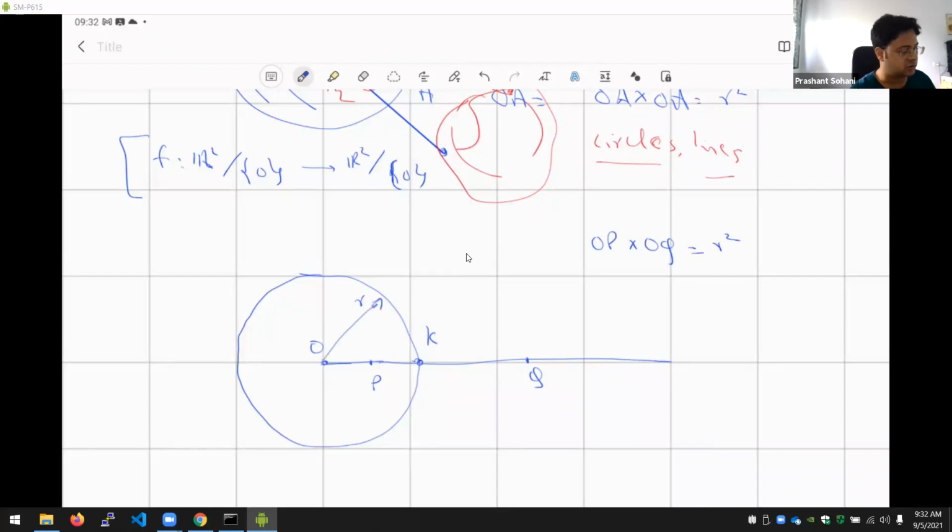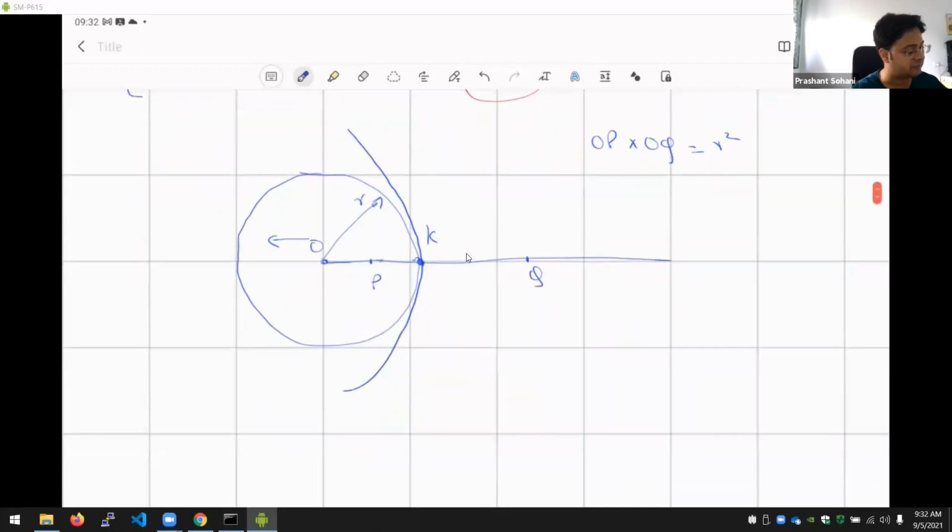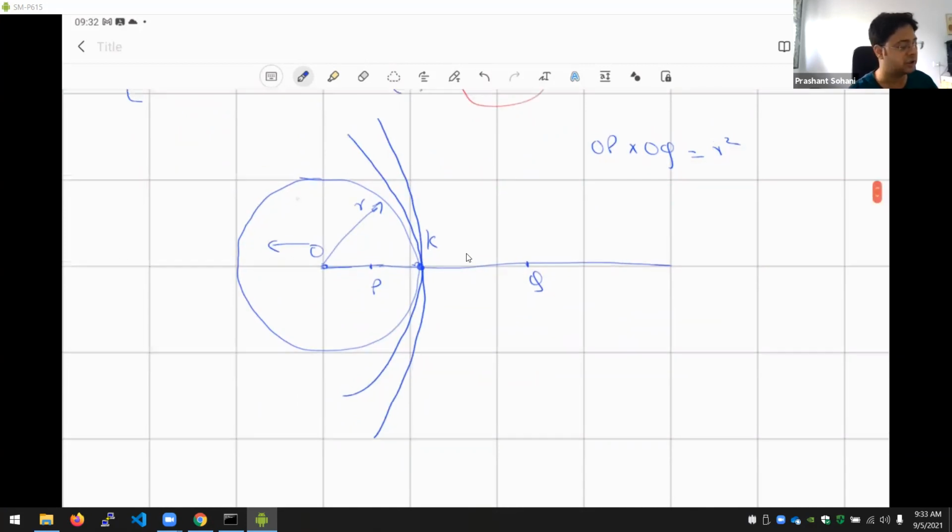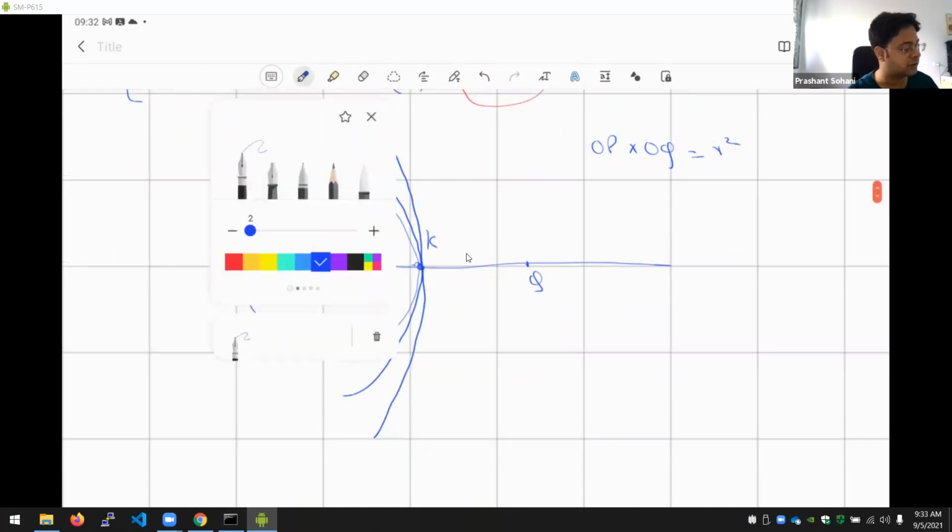Now, suppose I keep the point K fixed, and I start to move point O farther and farther. In other words, I'm increasing the radius of my circle. If I move point O further, this circle will start to look like this. In the limiting case, if the point O moves really far, basically to infinity, do you see that this circle starts to become more and more like a straight line?